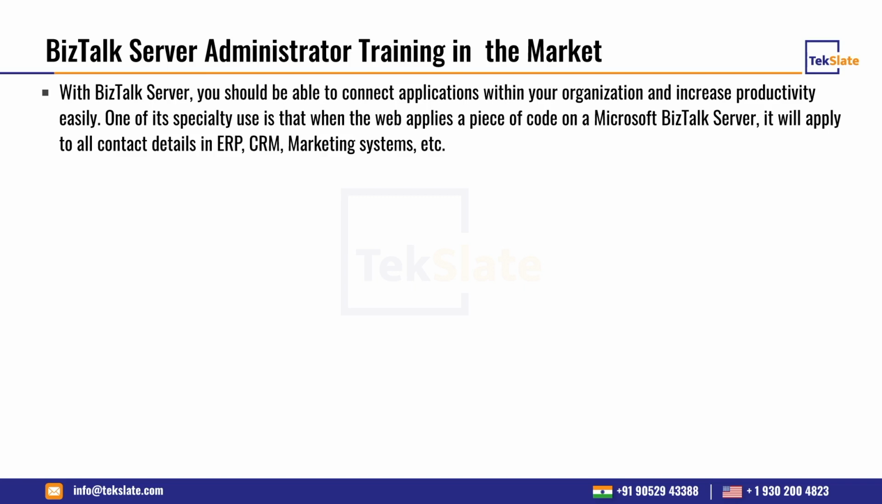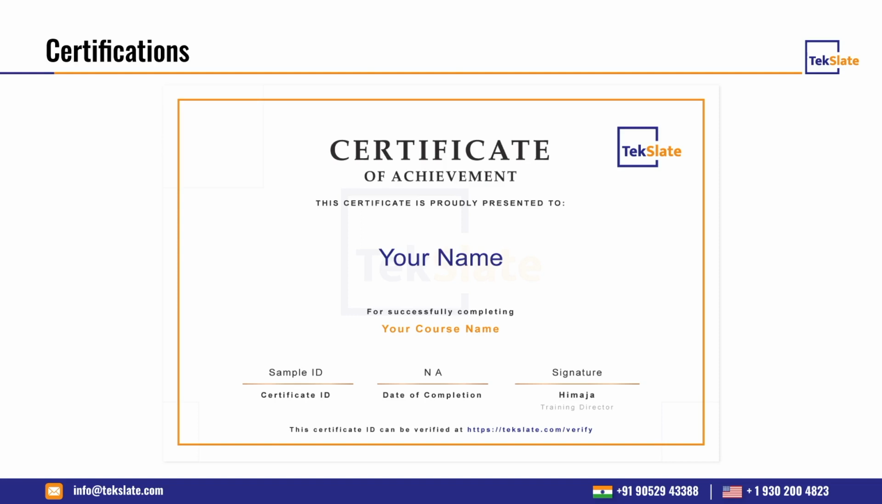It will also apply to contact detailing in the ERP, CRM, and marketing system. After this course, we will be able to clear the certificate. It's 75-95. After completing this course, we all will be able to clear the certificate. This should be a certificate after completion, where you have your name here.